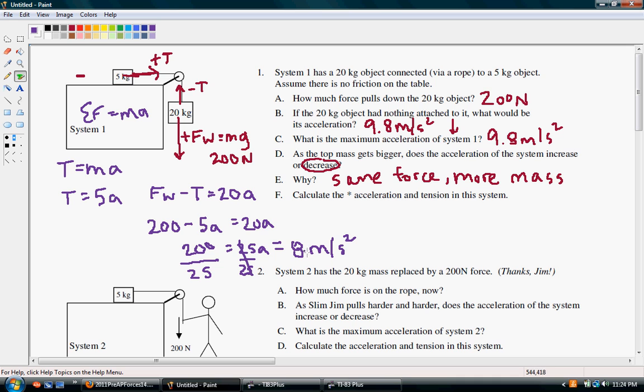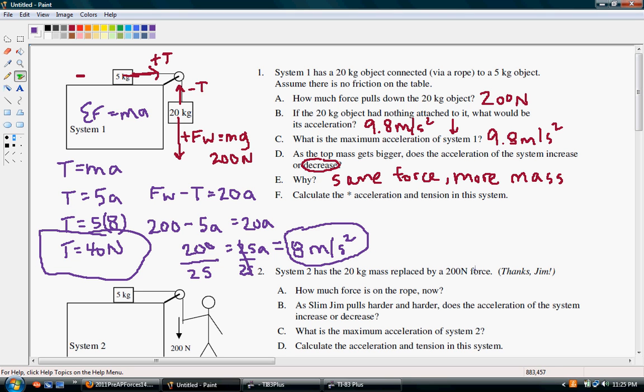Now, once we have our acceleration, we can calculate tension. So we know that tension is 5 times the acceleration. Well, mass is 5, acceleration is 8, therefore the tension will be 40 newtons. So there is our acceleration and tension.